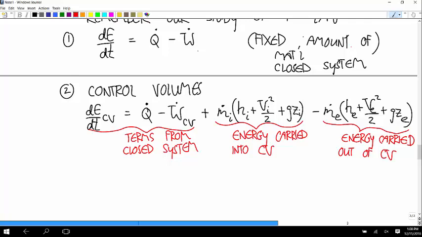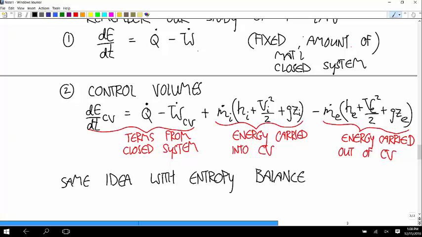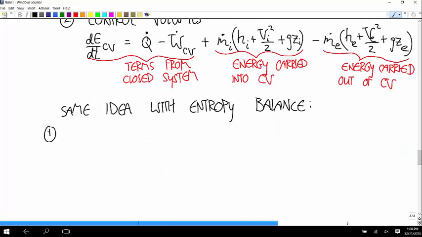Okay, so it's going to be sort of the same idea with entropy. So with the entropy balance, first we start with the original expression for the change in entropy, which says the change in entropy is equal to the integral from state 1 to state 2 of dQ over T boundary, plus sigma.